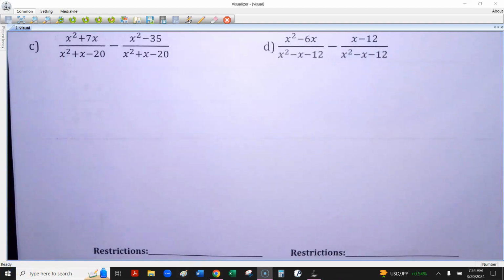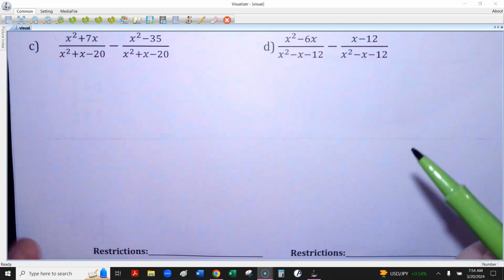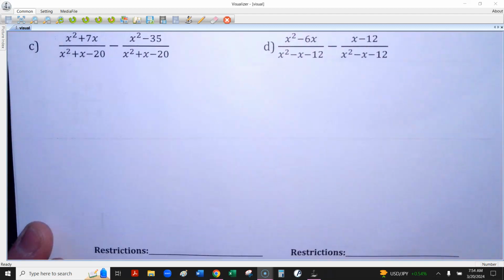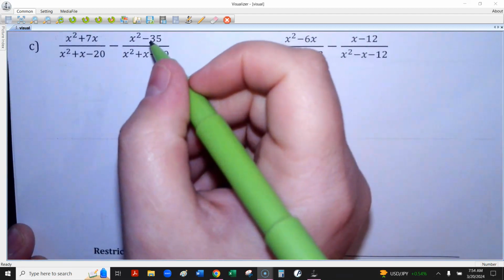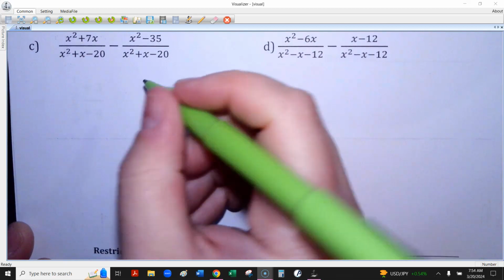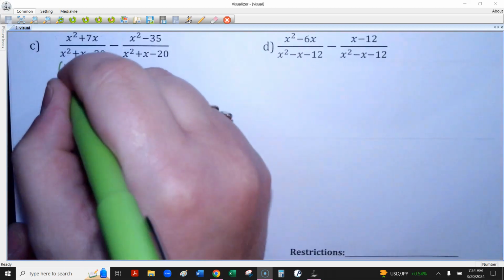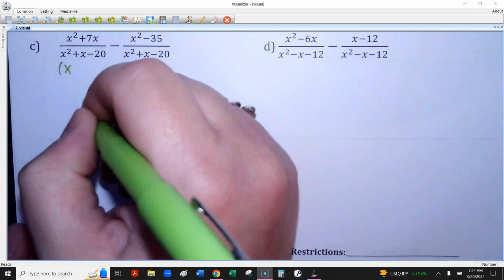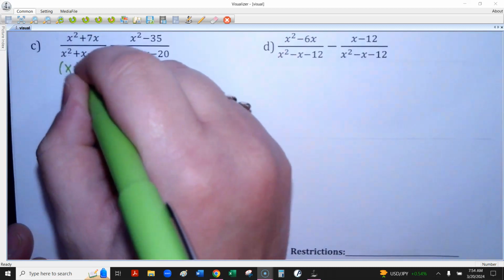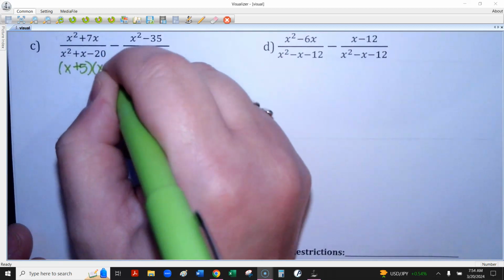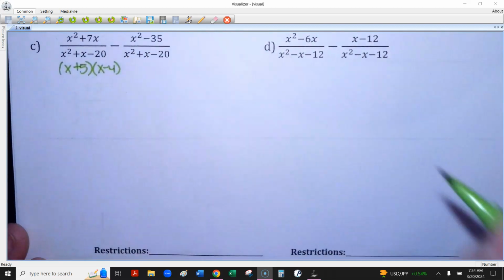All right, for this next problem, maybe just a little piece of advice I would have you do before we start subtracting. Let me just factor everything in this problem. These two denominators are already common denominators, but let's just factor here really quick the bottom of that fraction so we can see what our restrictions would be. Multiply to get -20, add to get 1, we'd have x plus 5 and x minus 4 for both denominators. So just keep that in mind.